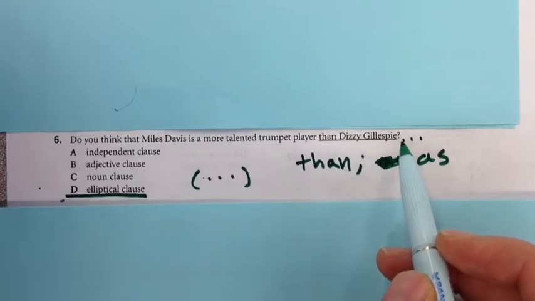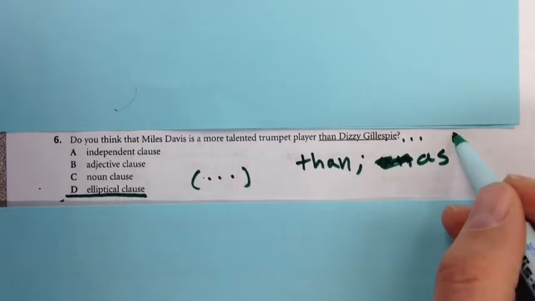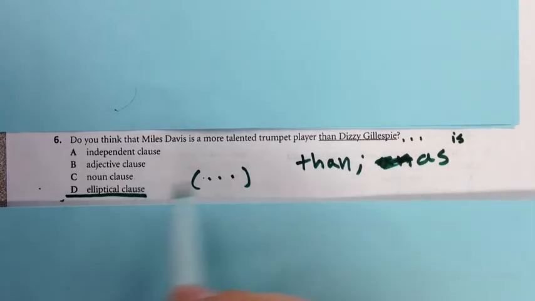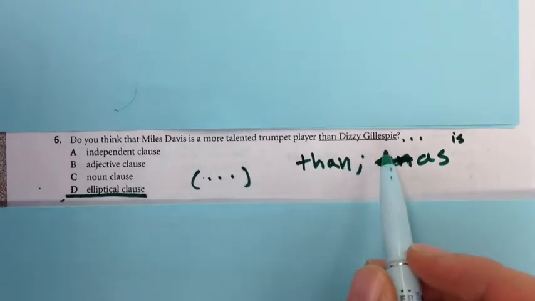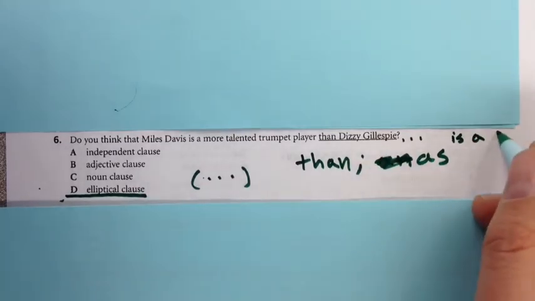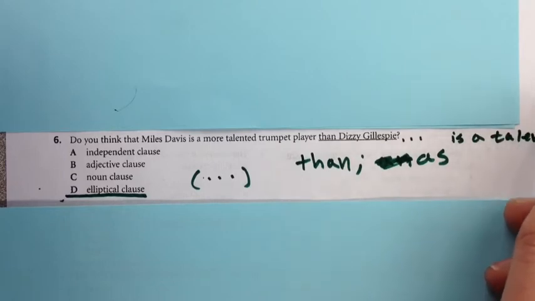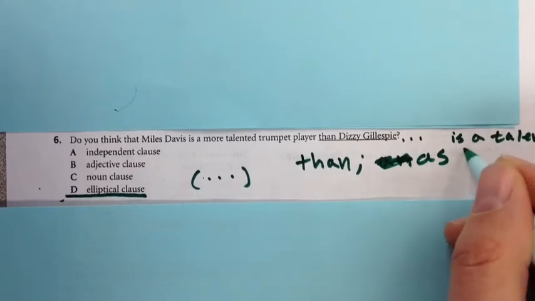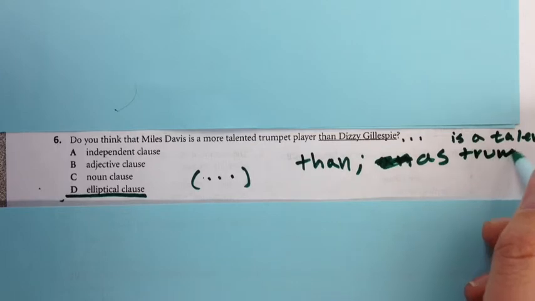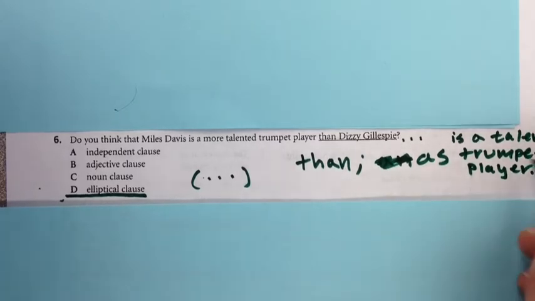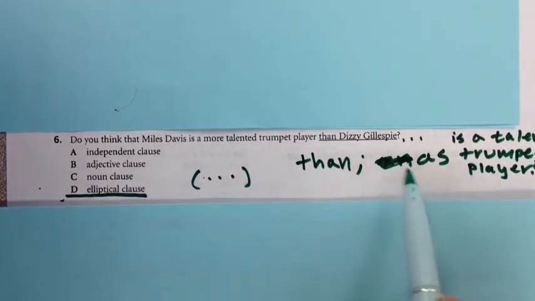Now, if you fill that blank with the word is, or even more, then Dizzy Gillespie is a talented trumpet player, then you totally have this mastered. There are words that are left off, and this is called an elliptical clause.